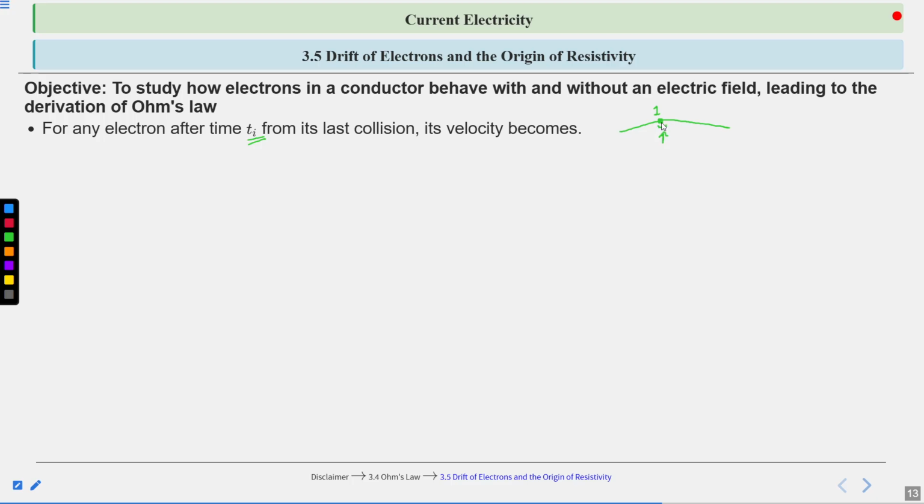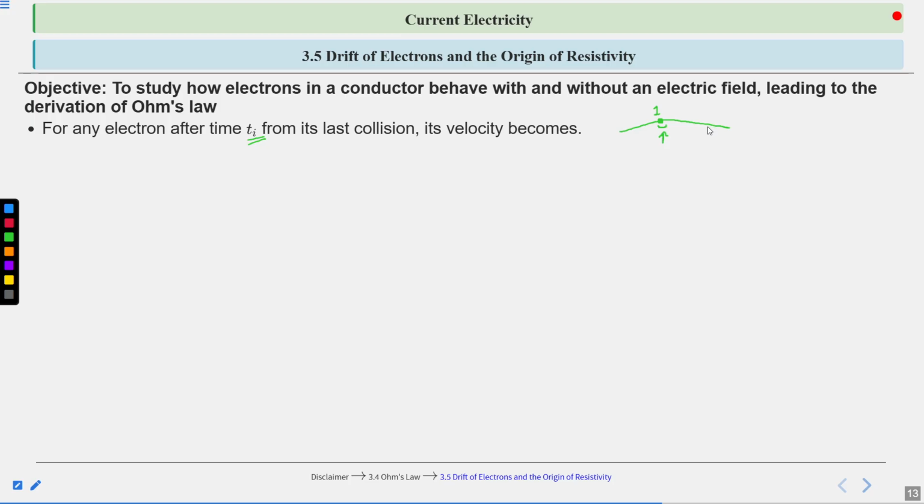when this electron is at point 1, the collision happened, and just after the collision there is some velocity, small vi, for this electron, which is random in any direction. We can't determine the direction of velocity after collision. But in the presence of an electric field, after some time it will experience a force in the direction opposite to the electric field. So the direction of velocity will change, and it will follow a specific path, that is this, under the influence of the electric field.